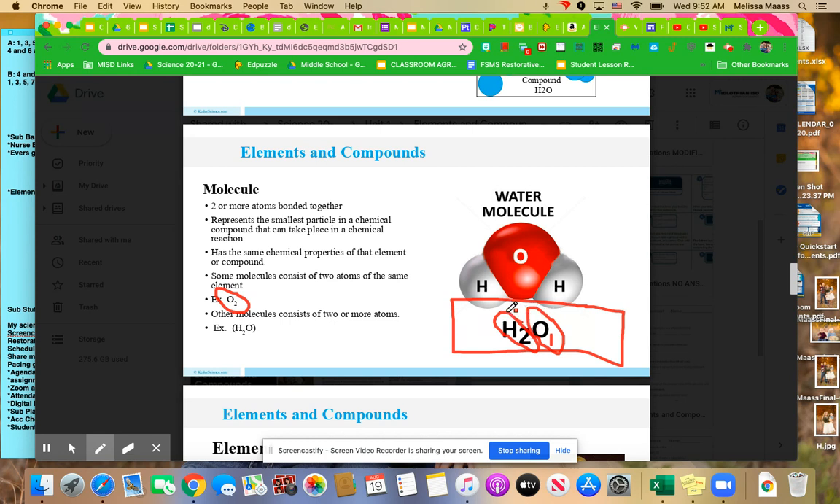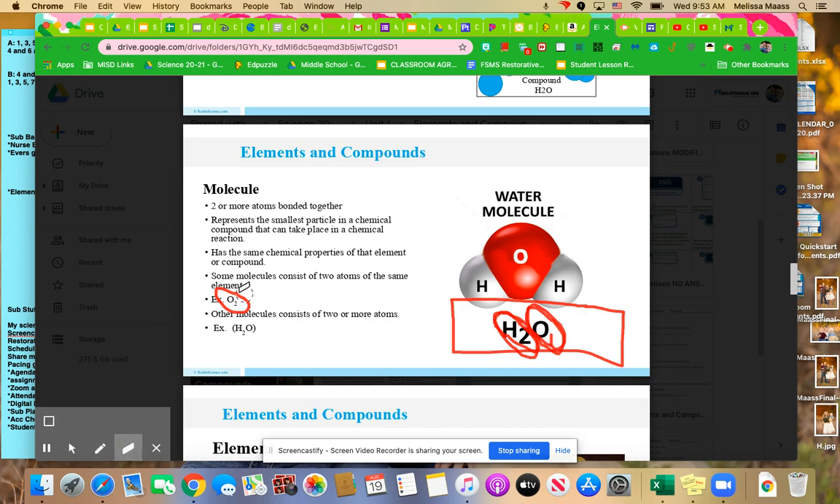So this H2 is a molecule. And then the O has one atom, and that O is not a molecule because it needs to have two or more. So it's just an element. But the H2 is also a molecule because there are two atoms of hydrogen, and this O is just an element. If you were to draw this out in a picture, it would look like this up top.